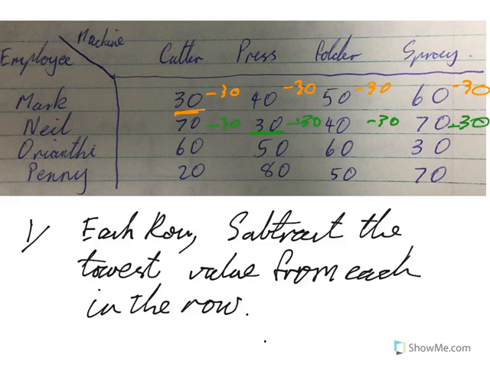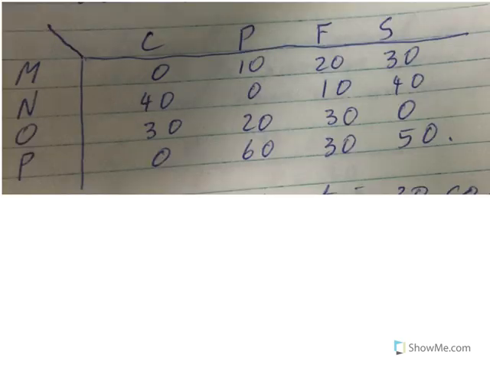Alright, Orianthe, when we look at her, 30 as well, so we take 30 from everything. And then finally when we get to Penny, 20, so we take 20. Alright, so that's the first step. So when we do that, we end up with this. Okay, so this is what we end up with.